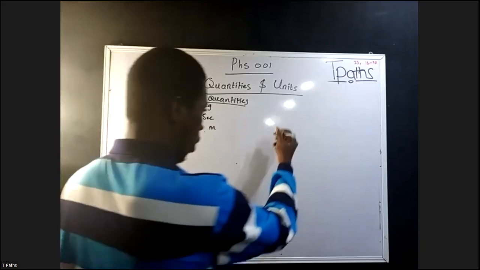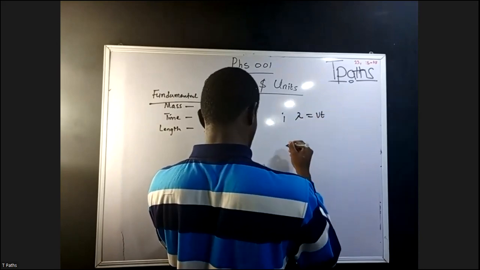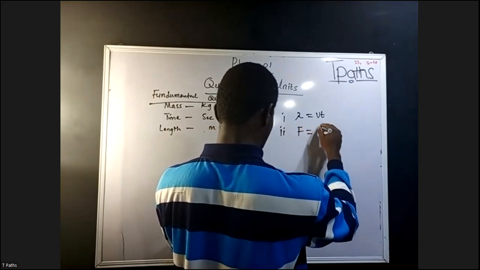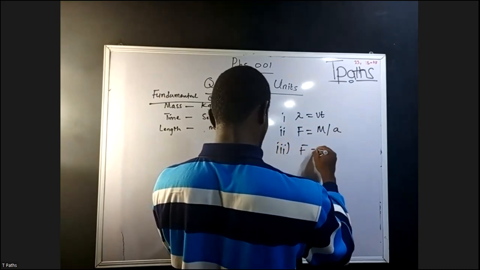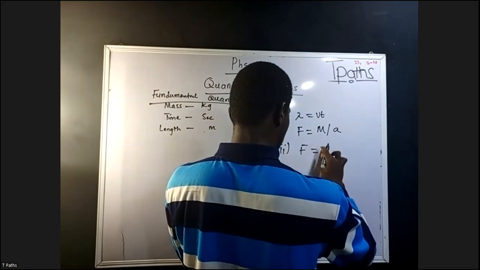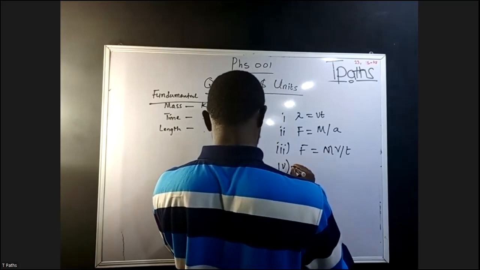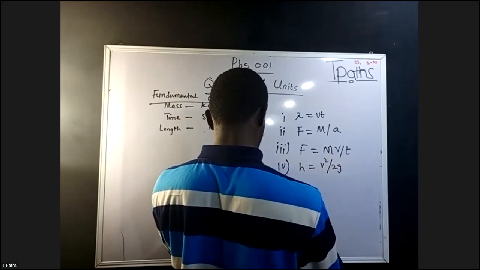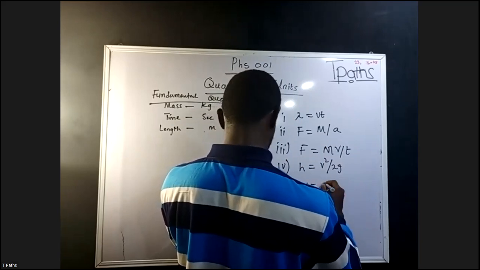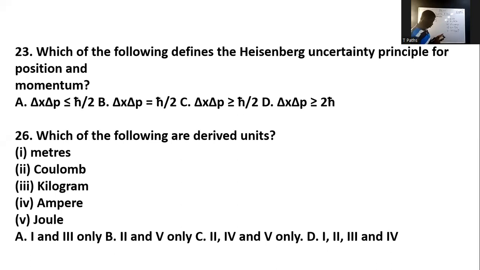is certainly wrong. So these are the options given to us. I: lambda is equal to VT. II: F is equal to mass over acceleration. III: F is equal to MV over T. IV: H is equal to V square over 2G. And the last one, V is equal to 2GH raised to power 1/2. So all these ones, you are going to solve them one by one, and you are going to detect which is correct and which is wrong.